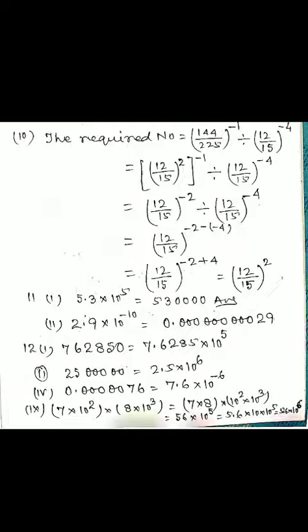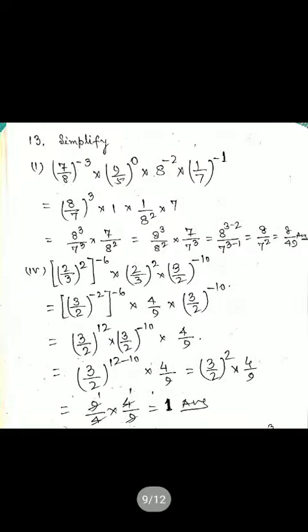Question number 13. Simplify the following: (7/8) raised to the power minus 3, multiplied by (7/5) raised to the power 0, multiplied by 8 raised to the power minus 2, multiplied by (1/7) raised to the power minus 1. Now it can be written as (8/7) whole cube multiplied by (9/5) raised to the power 0, which is 1. 8 raised to the power minus 2 can be written as 1 by 8 square. (1/7) raised to the power minus 1 can be written as 7.